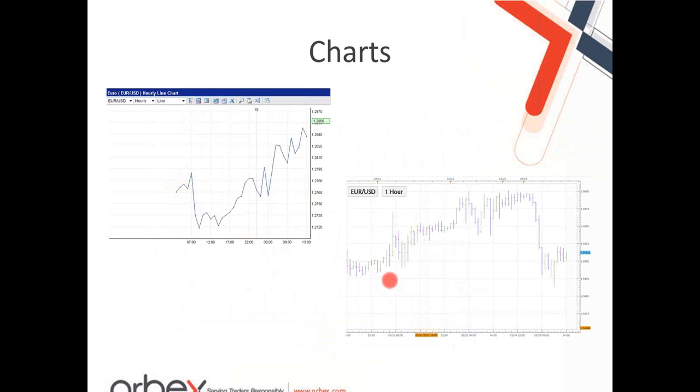Then the markets and the traders optimized to bar charts, which show during each period the closing price, the open price, and the price range the market went through.